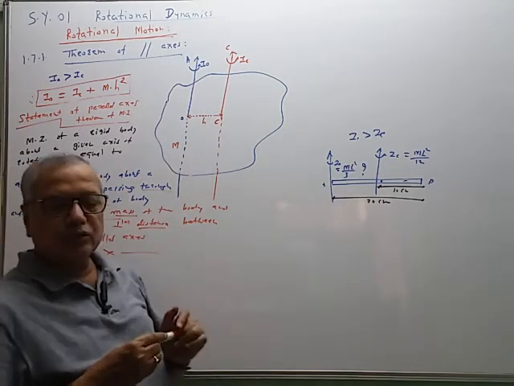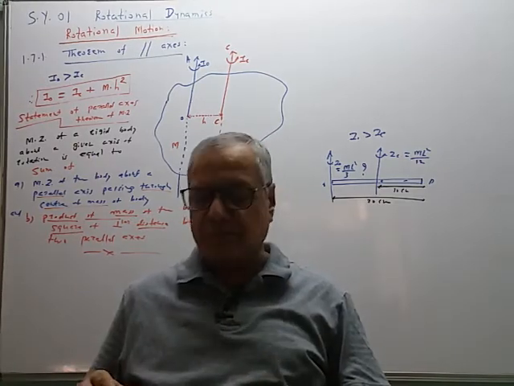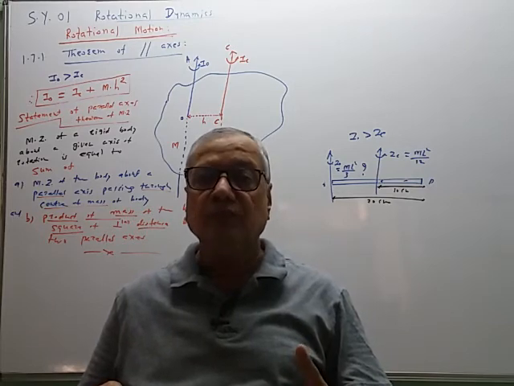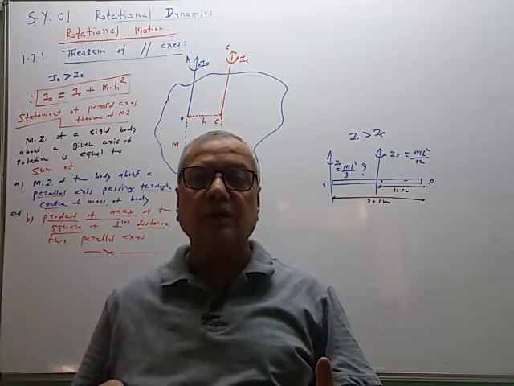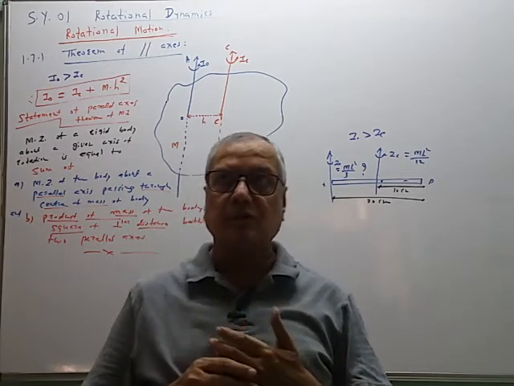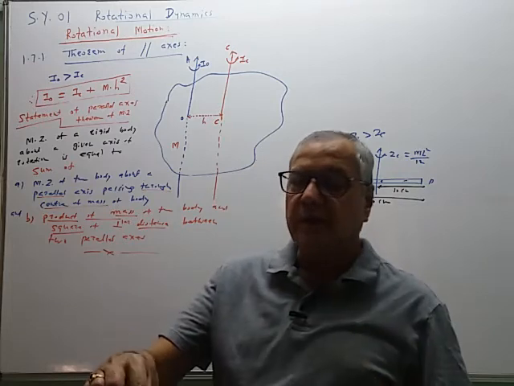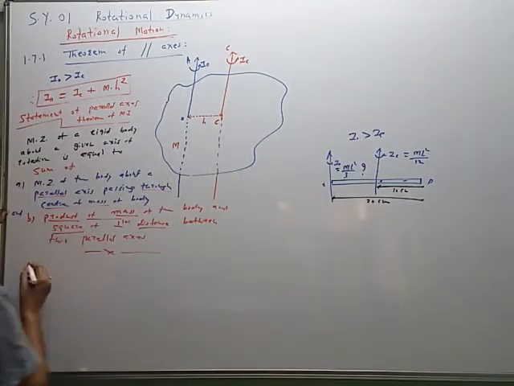So OA and OC are the two axes parallel to each other and perpendicular to the plane of the figure like this. Now again there is a homogeneity of the distribution of mass, uniform distribution of mass, and therefore we can use the integration method. So the proof is like this.